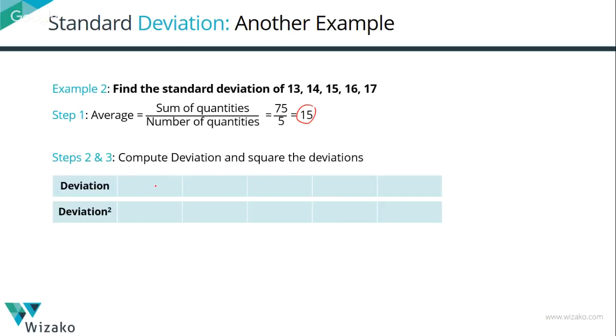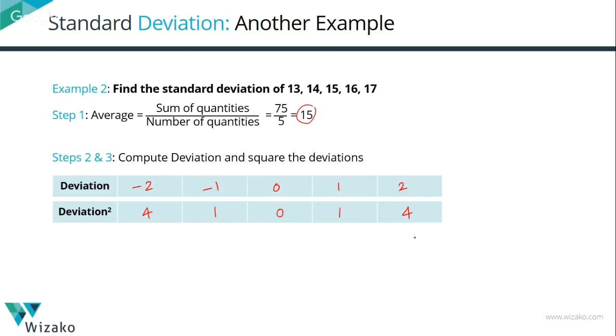Step 2 is computing the deviation. 13 minus 15 is minus 2. 14 minus 15 is minus 1. 15 minus 15 is 0. 16 minus 15 is 1. 17 minus 15 is 2. Square these deviations. Minus 2 square is 4, minus 1 square is 1, 0 square is 0, 1 square is 1, 2 square is 4. So we have computed the squares of the deviation.